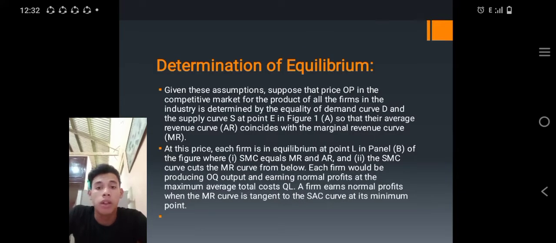Next is the determination of equilibrium. Given these assumptions, suppose that the price in the competitive market for the product of all firms in the industry is determined by the equality of the demand curve and the supply curve at point E in the figure, so that their average revenue curve coincides with the marginal revenue curve. At this price, each firm is in equilibrium at the point in the panel of the figure where MC equals MR and AR, and the SMC curve cuts the MR curve from below. Each firm would produce OQ output and earn normal profits at the minimum average total cost. A firm earns normal profits when the MR curve is tangent to the SAC curve at its minimum point.